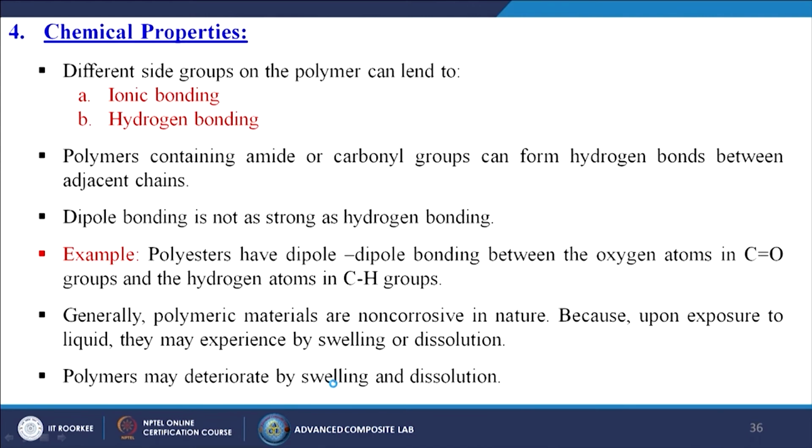So, polymers containing amide or carbonyl groups can form hydrogen bonds between adjacent chains. Dipole bonding is not as strong as hydrogen bonding. Examples like polyesters have dipole bonding between the oxygen atoms in the C double bond O groups and the hydrogen atoms in CH groups. Generally, polymeric materials are non-corrosive in nature, because upon exposure to liquid they may experience swelling or maybe dissolution. Polymers may deteriorate by swelling and dissolution, which is another property of polymers.